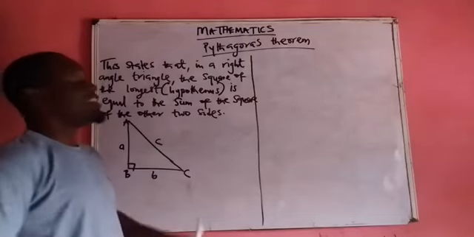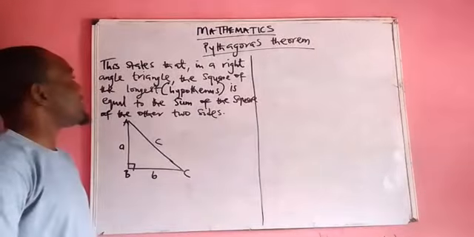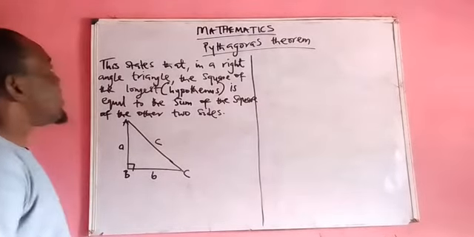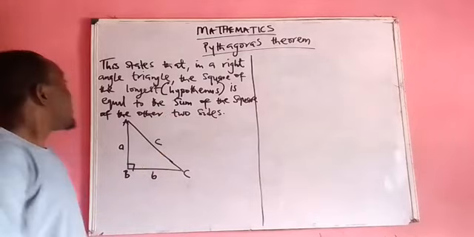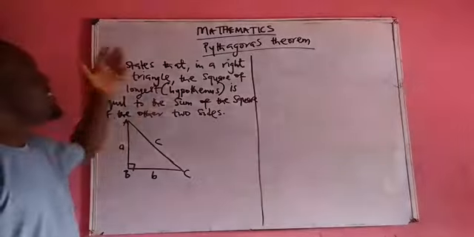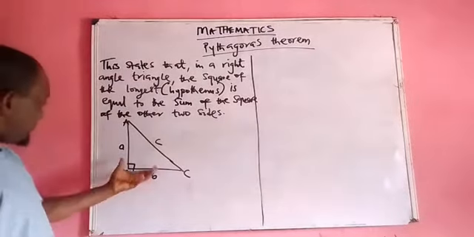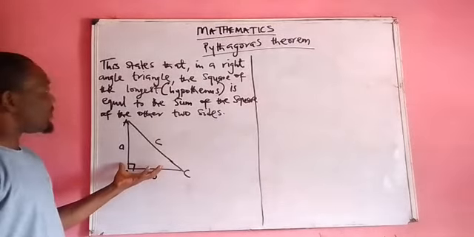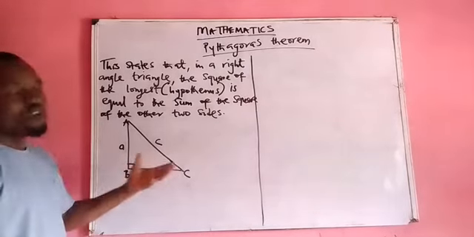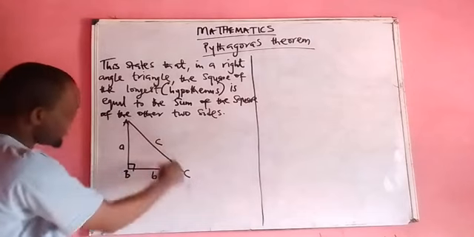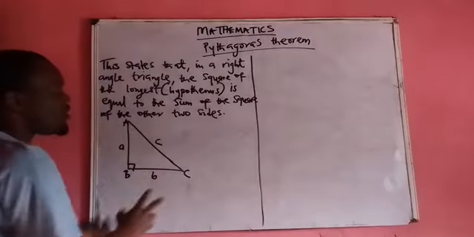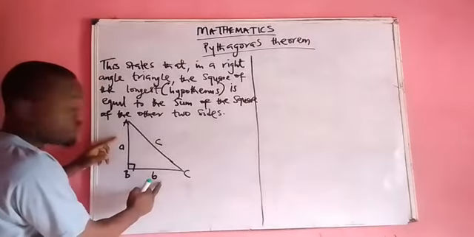Alright, quickly, as you can see on the board, we are looking at Pythagoras theorem. That's what we are doing today. Now, Pythagoras theorem simply states that in a right angle triangle, which is this, the square of the longest side, we also call the hypotenuse, this is the longest side, is equal to the sum of the square of the other two sides.